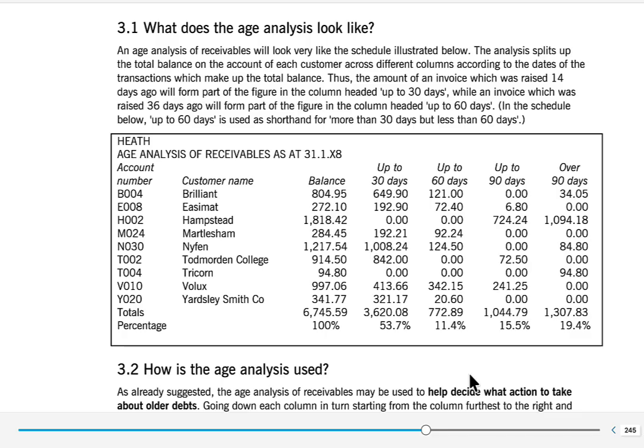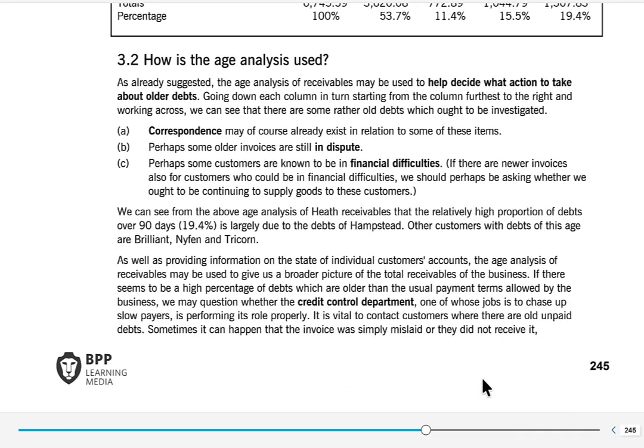That completes Lesson 3.1. All right, class. Now we move to Lesson 3.2. How is the age analysis used? This is where the book turns the report into action. In other words, Lesson 3.1 showed you what the report looks like. Lesson 3.2 shows you how a business uses it to manage receivables, protect cash flow, and reduce bad debts.